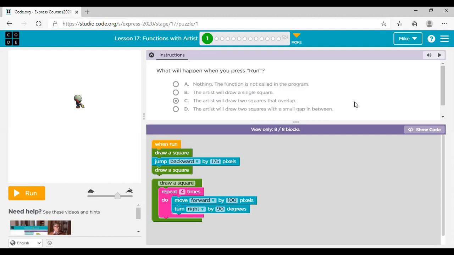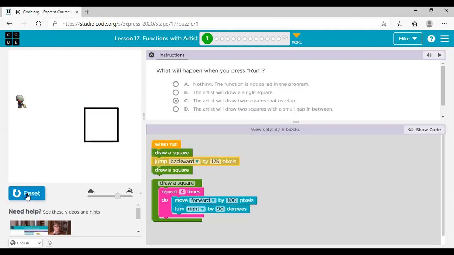Okay, yes, guys. The answer will be D. The artist will draw 2 squares with a small gap in between. How do we know that? If we stand here, let's see what is going to happen. We're going to move forward by 100, and we're going to draw our square, and we're going to stand on this position. If we jump backwards by 175 and we move forward again 100, there will still be a space. So the correct answer is D. The artist will draw 2 squares with a small gap in between.